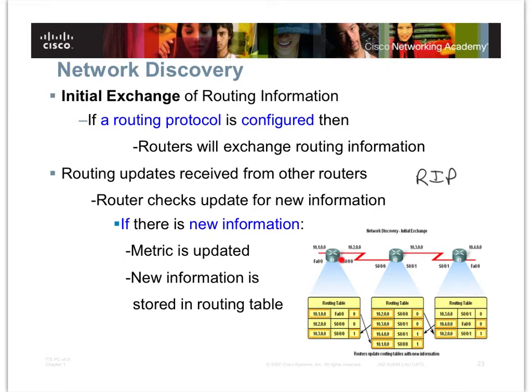Similarly, router 1 will learn about the network 10.3.0.0 from router 2, and then it will put it here. Once it puts it in the routing table, it increments the metric. So if the metric is 0 here, it will increment it to be 1. Okay, and similarly, router 3 will learn about 10.2.0.0 from router 2, and it will insert this in the routing table too and set the metric to 1.